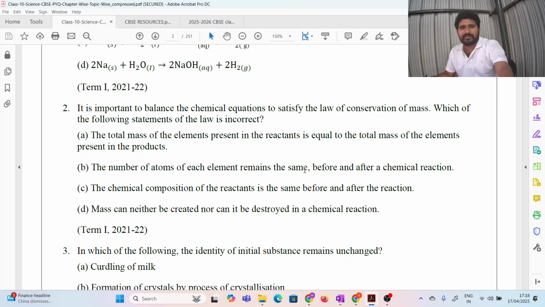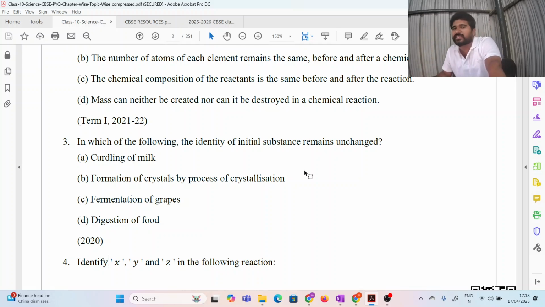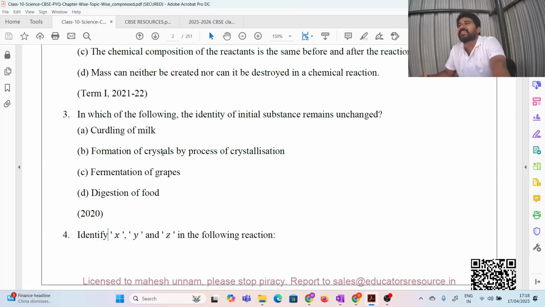Clear? Next. In which of the following does the identity of the initial substance remain unchanged? Remains unchanged means it should be a physical change. Curdling of milk, formation of crystals by the process of crystallization, fermentation of grapes, digestion of food. Option B is correct. Very good. Understand? Formation of crystals by crystallization. Crystallization is a freezing-type process.